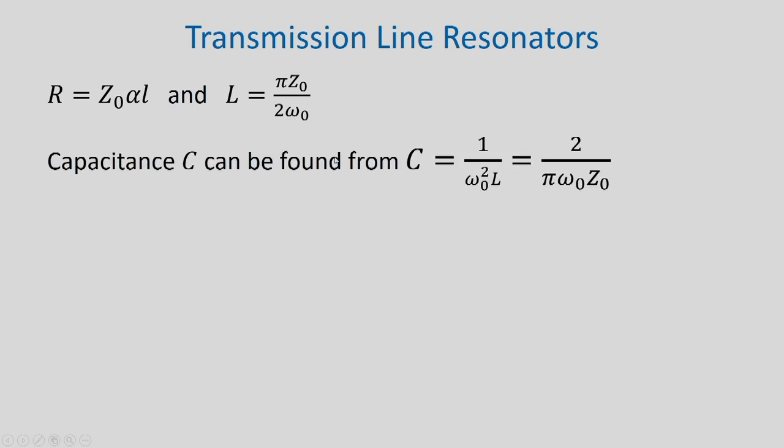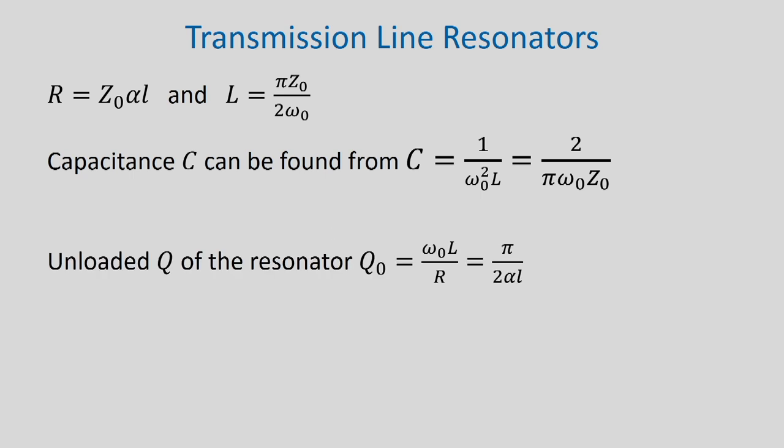And since omega square is equal to 1 by LC, we can find the capacitance C as 1 by omega naught square L, and we already have the expression for L, and this becomes equal to 2 by pi omega naught Z naught.